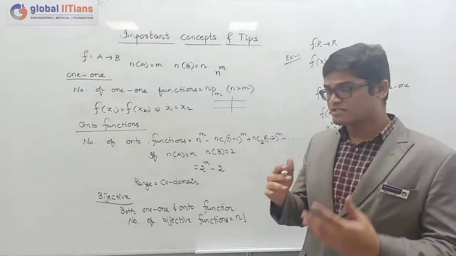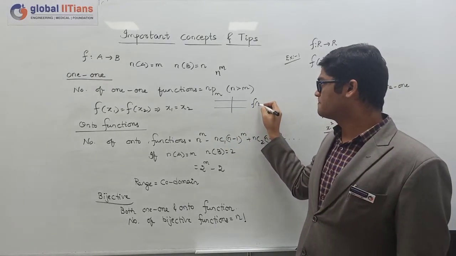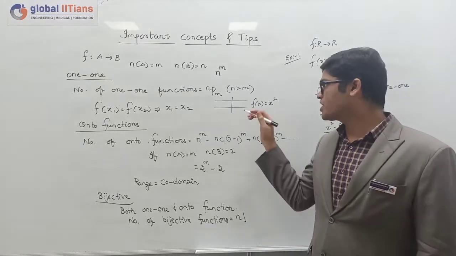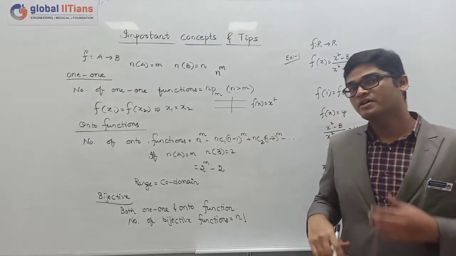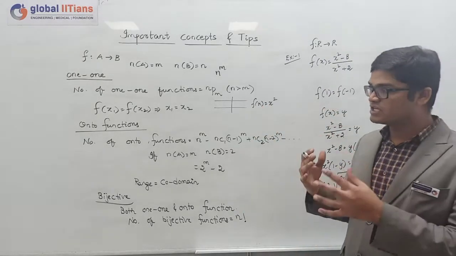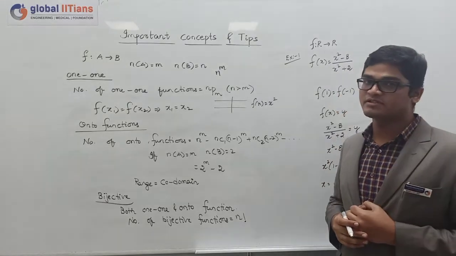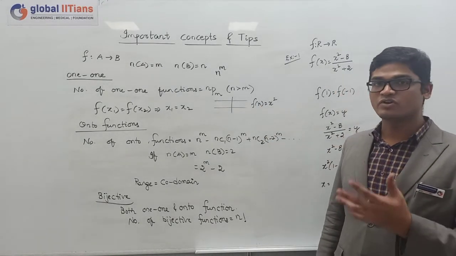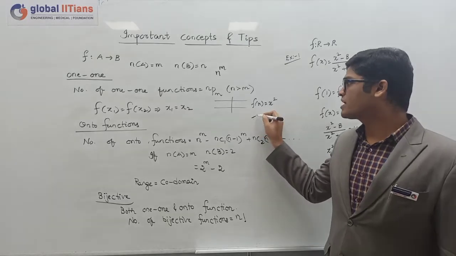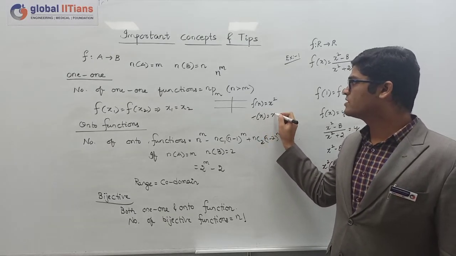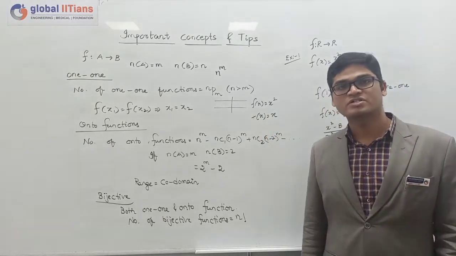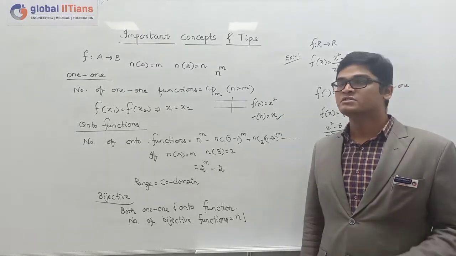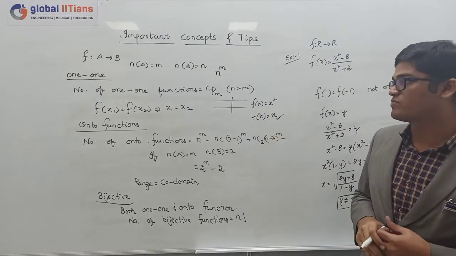For example, if you take f of x is equal to x square, is it one-one? No. Because if we take f of 1 and f of minus 1, we get the same value. So positive and negative integers are having the same values, so this type of function is not a one-one function. If we take f of x is equal to x, what type of function is it? Is it one-one or not? Yes, it is a one-one function.